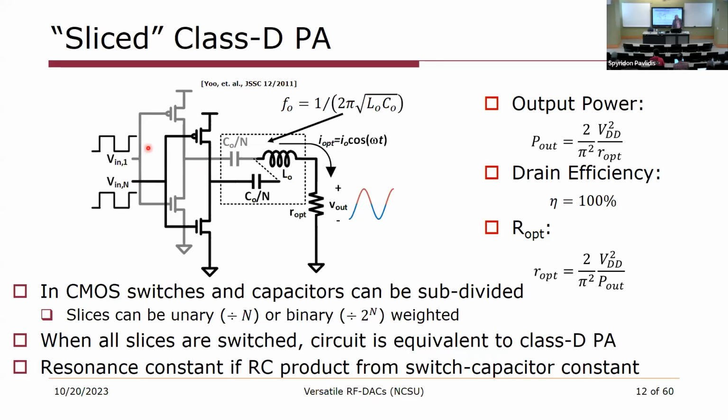Now, I've shown here a simple version where we have two slices, but you can imagine we can break this down and have many tens or hundreds or thousands of parallel slices. This is fairly easy to do in CMOS, subdividing capacitors and transistors. And we can weight these things in a binary weighted fashion if we only want to have a couple of slices but have a lot of different quantization levels. Or we can weight them in a unary fashion if we want to have better matching with a lot of different quantization levels.